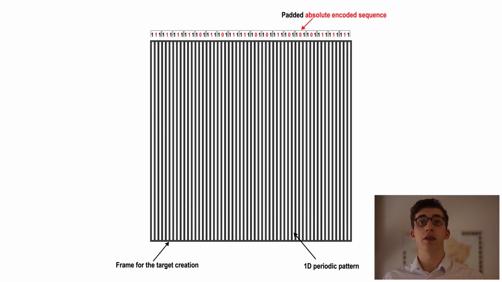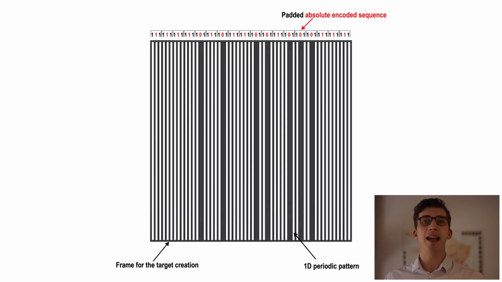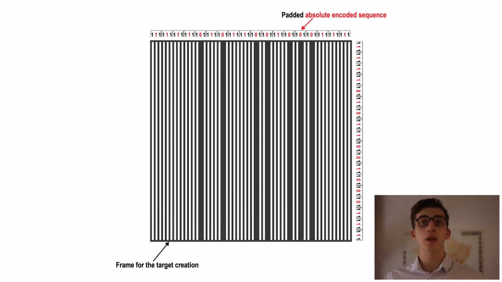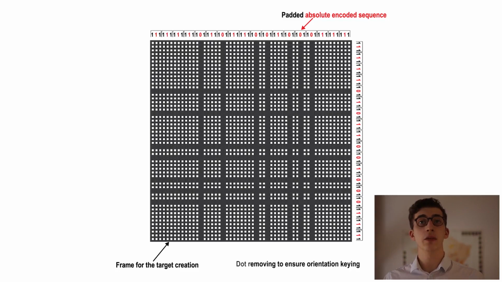In order to keep as much periodic information as possible, each coding byte of the sequence is padded to the right and to the left with an always present fringe. Since the presented target is bidimensional, we take the first direction encoded pattern and cross it in the other direction. By merging the two directions with a logical AND product, we obtain a two-dimensional periodic encoded pattern.